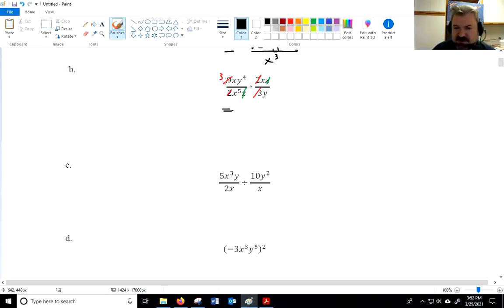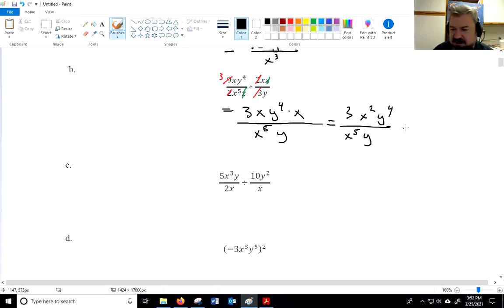So now this is where I'm going to rewrite. I have a 3 on top, I have an x, I have a y to the fourth, and I have another x. Then on bottom, I have an x to the fifth and a y. So I may not have even reduced the z's sometimes, but I did see that those perfectly canceled. All right, now we'll start doing our process. On top, I've got 3x squared y to the fourth over x to the fifth y. And I got 2 x's to cancel out with the 5 x's on bottom, so the x's on bottom become x to the third. And 1 y on bottom cancels with 1 y on top, giving me y to the third on top.